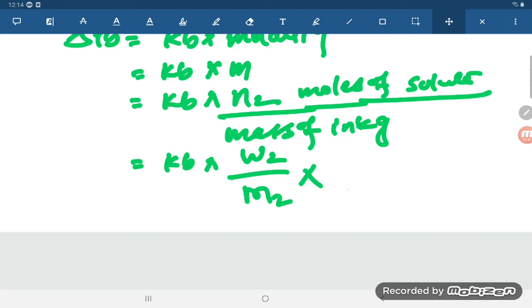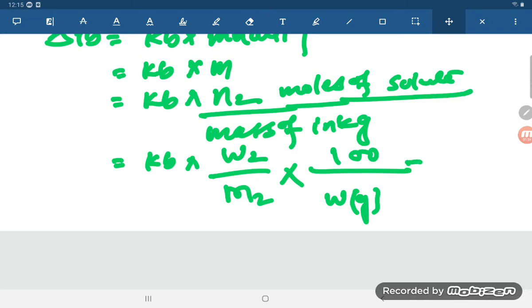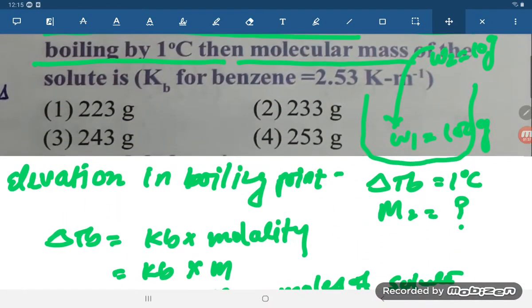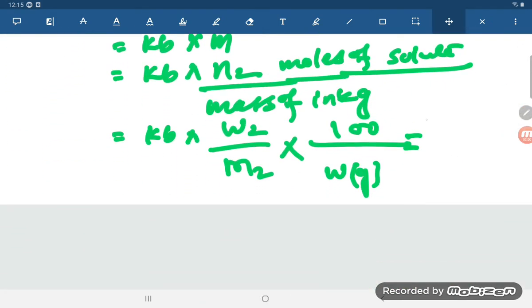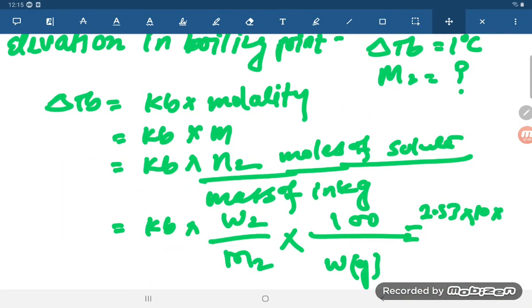And the mass should be in kg, so 100 gram is there, student. If W is in gram, you have to multiply by 1000. So how can you solve this one? Let us put the values. Kb value they have given, student. How much is the Kb value? 2.53. So we can write here 2.53 multiplied by W2. W2 is 10 gram. And that is multiplied by 1000 in the formula, so 1000 divided by M2. M2 they are asking, student. W is how many gram? 100 gram they have already given.